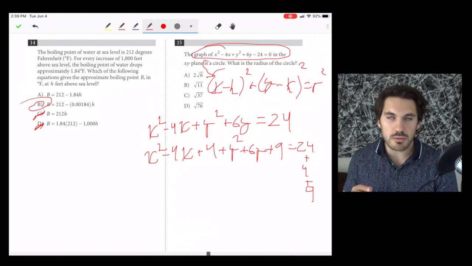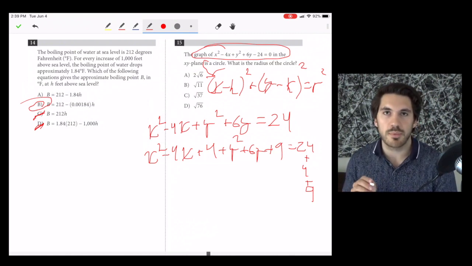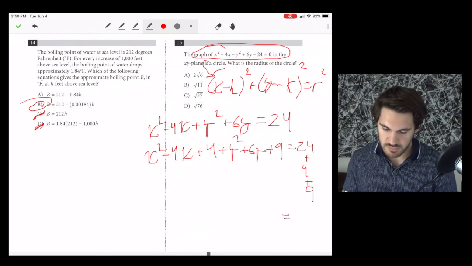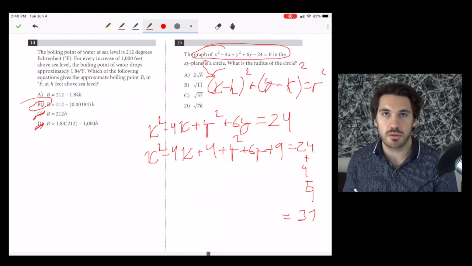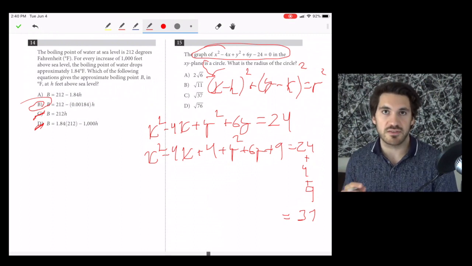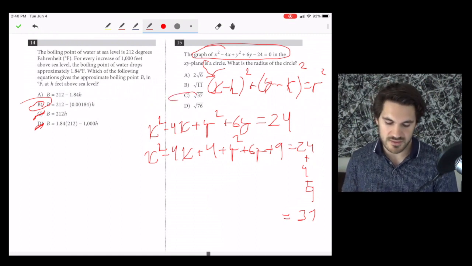So we can really stop here because we only care about the radius of the circle, which is the right side of the equation, which is going to be 37. Now remember, according to the equation of a circle, that number is r squared. So r is the square root of 37, not the 37 itself. So that's answer C.